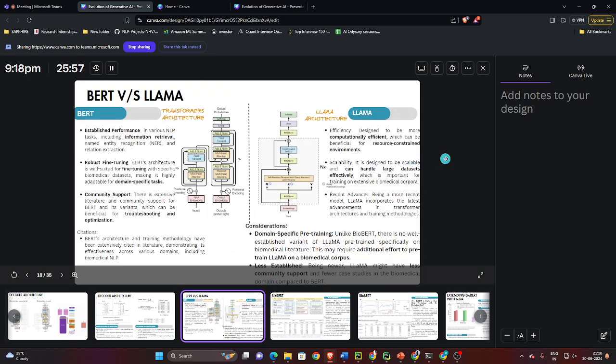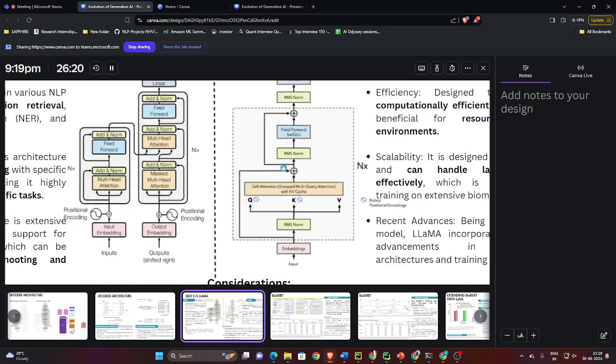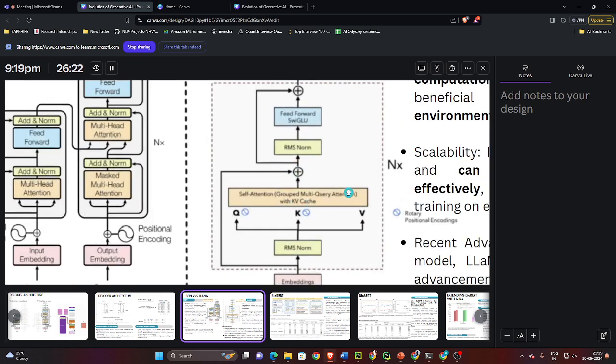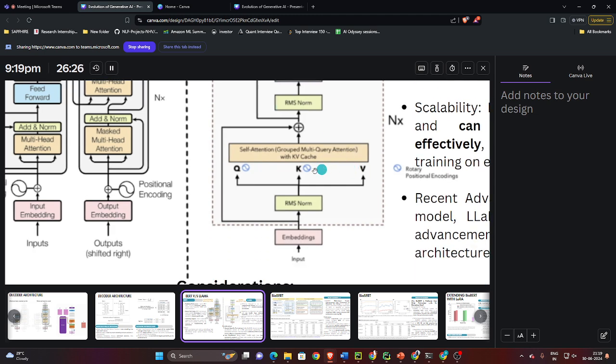two, BERT and Llama. BERT essentially came out in 2016, Google built it, and Llama was built by Meta quite recently. It was in 2019 or something, I'm not sure of the date. But BERT follows the standard transformer architecture, again explained by the same 2017 paper. And Llama focuses on a self-attention architecture. If you can see over here, self-attention, grouped multi-query attention with KV cache.